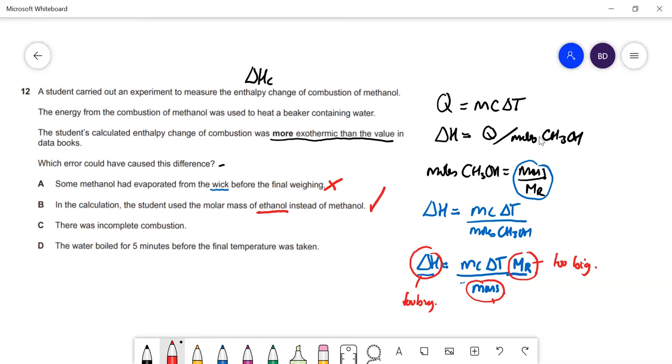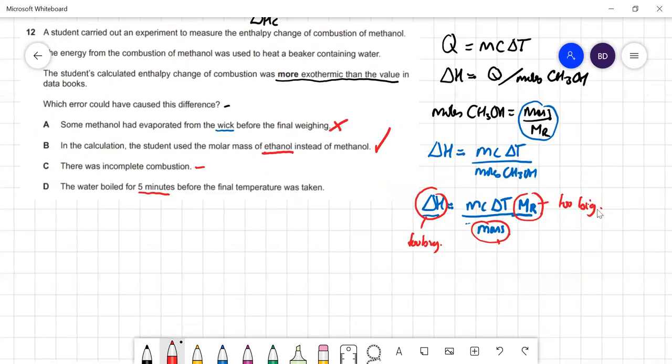And just to confirm, in incomplete combustion, you're going to get less heat out than you should. That would mean the delta H was less negative than it should be. The water was boiling before the final weighing. Well, that would cause a lot of the heat to go into vaporizing the water instead of just raising its temperature. So that would also make delta H less negative than it should be. So B is the answer there.